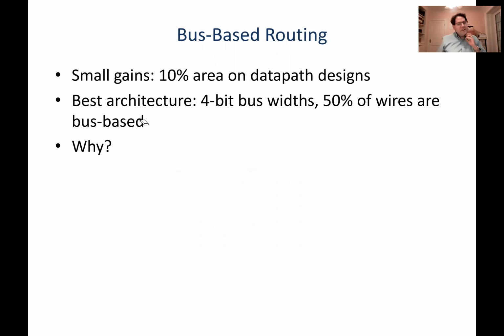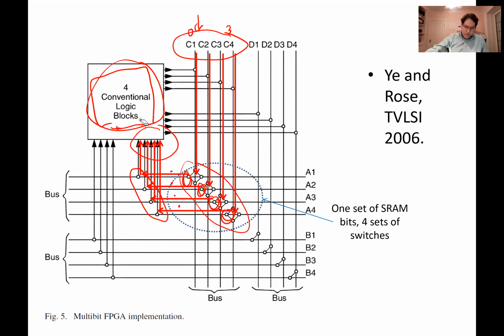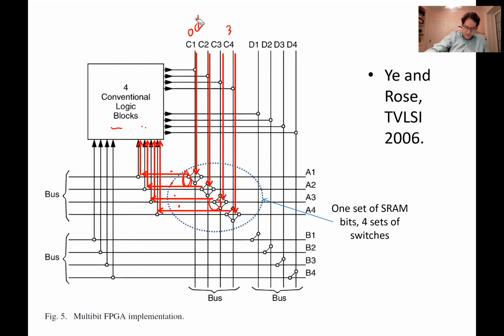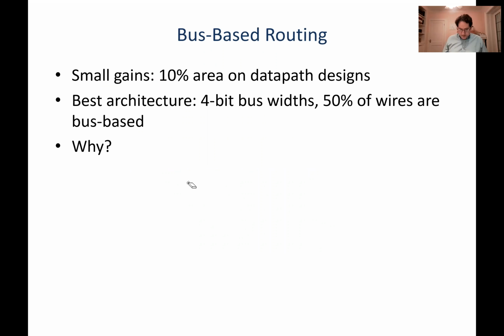Okay, so what they found is that they actually get relatively small gains by doing this. They only got a 10% area savings on data path designs. So data path designs means it's not all control logic. There are 16 or 32-bit buses in the designs, and that is the common case. They found that their best architecture used relatively narrow buses. So it's basically what I showed you here. They used actually 4-bit wide buses, which isn't very wide. It's narrower than the usual data types that you're going to use in much of your design.